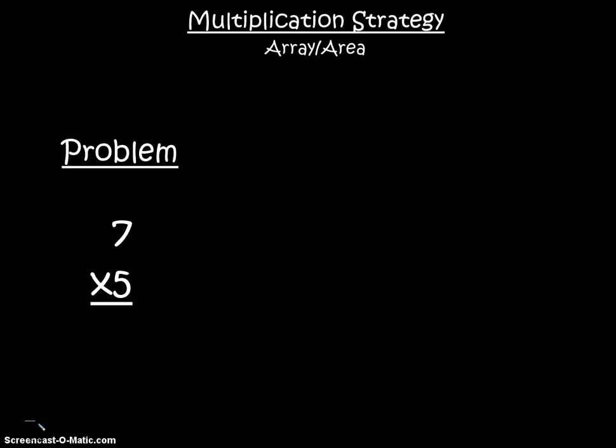When we look at the problem 7 times 5, we can think of this as 7 groups of 5, or when we think of an area model, we can think of it as a 7 by 5 rectangle. If this were a 5 by 5, it would be a square. So when we talk about multiplying two numbers together, we're looking at squares or rectangles. This rectangle, again, will be a 7 by 5 rectangle.